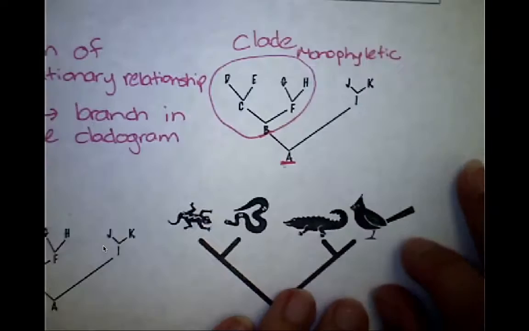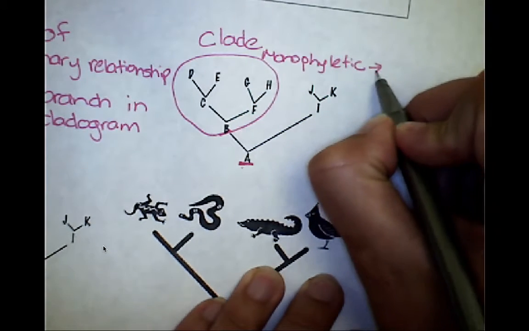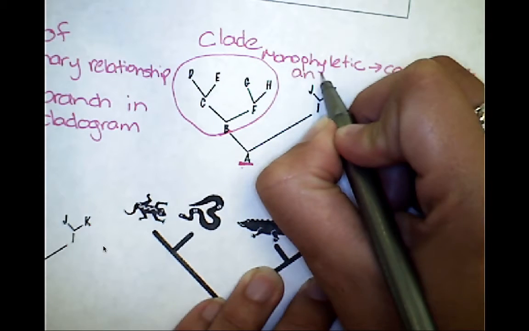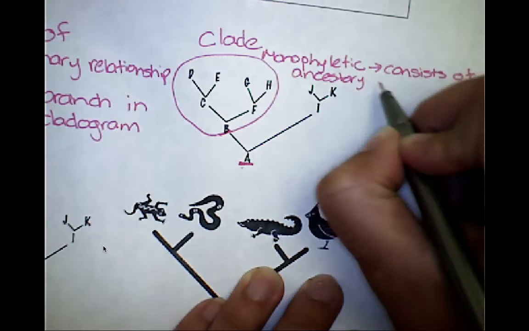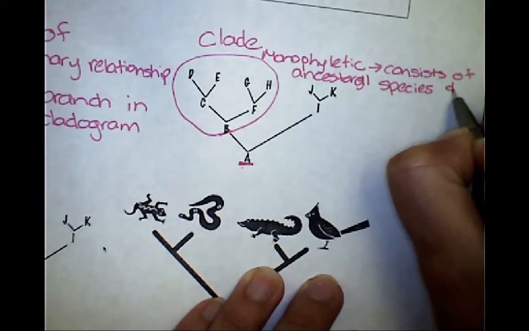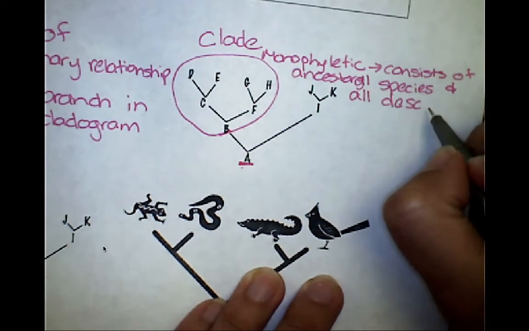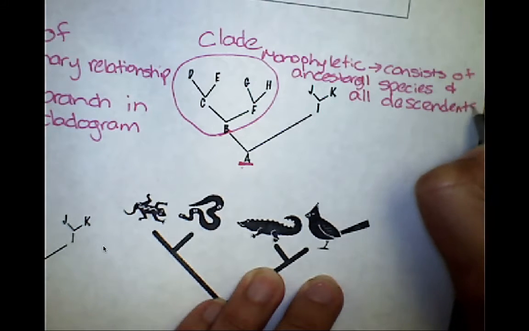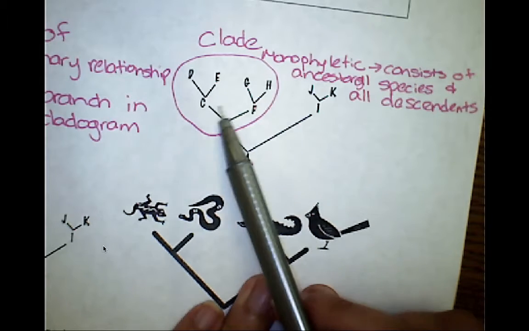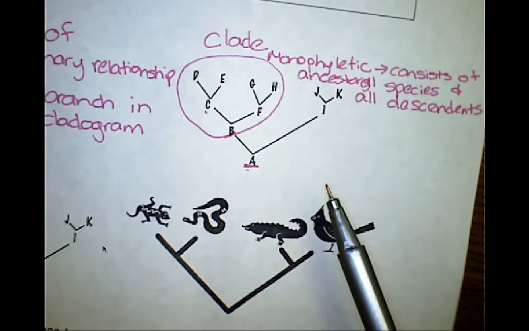And what we mean by that term is that it consists of the ancestral species and all the descendants. So you can see that it consists of the ancestral species and all of its descendants up here, okay? So that's a monophyletic group.